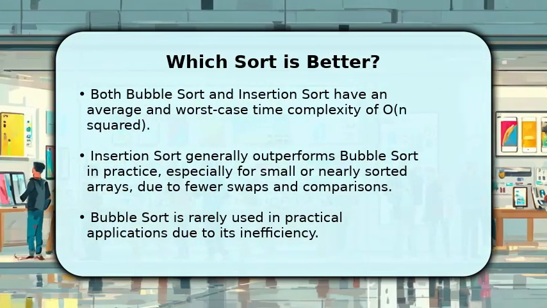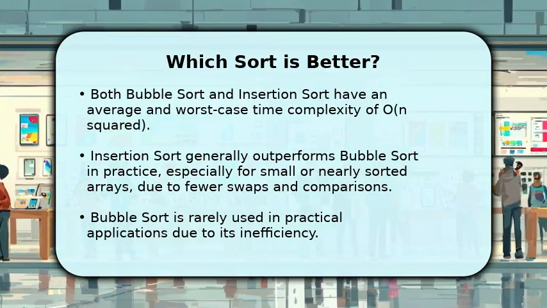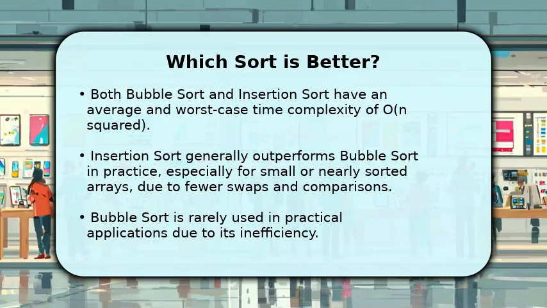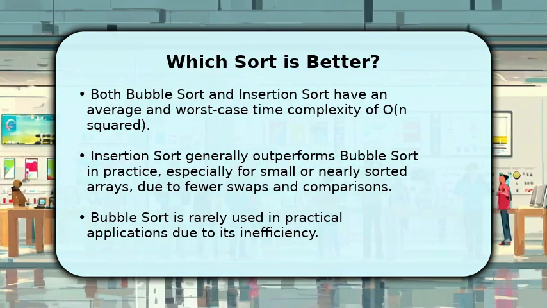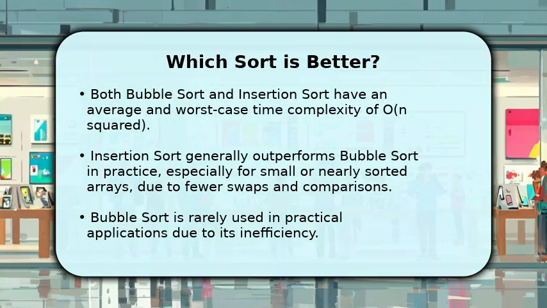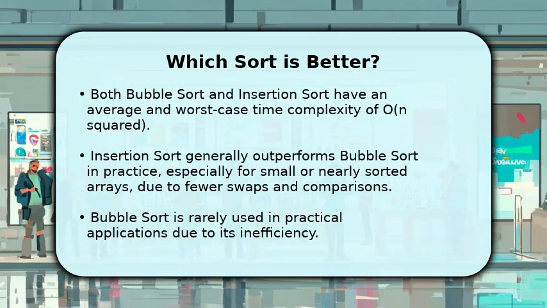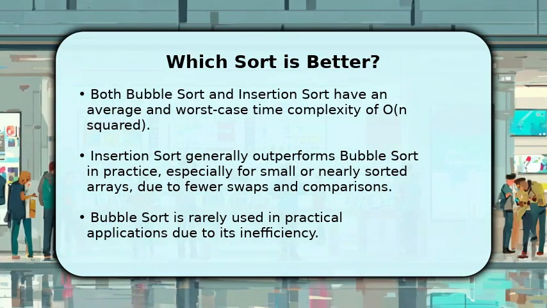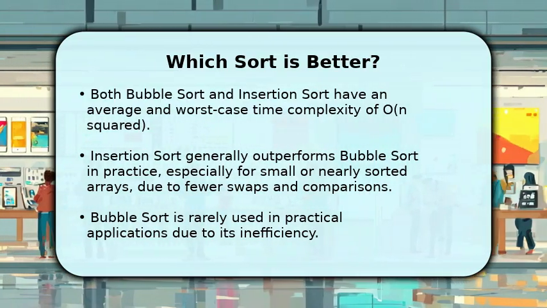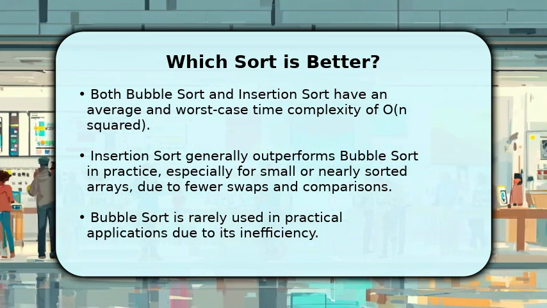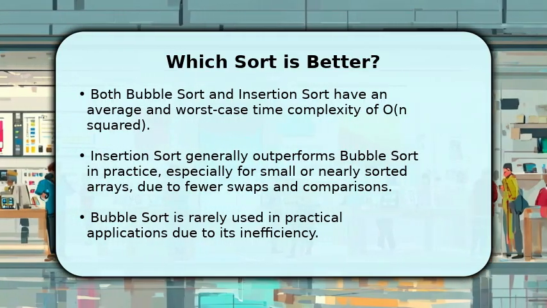When comparing bubble versus insertion sort, both share an average and worst case time complexity of O(n squared). However, insertion sort consistently outperforms bubble sort in practical scenarios, particularly with small or nearly sorted datasets, requiring fewer operations. Bubble sort is largely considered inefficient and is seldom used in real-world applications. Insertion sort, conversely, finds utility in sorting small arrays or as a component within more advanced sorting techniques, making it the generally preferred choice.